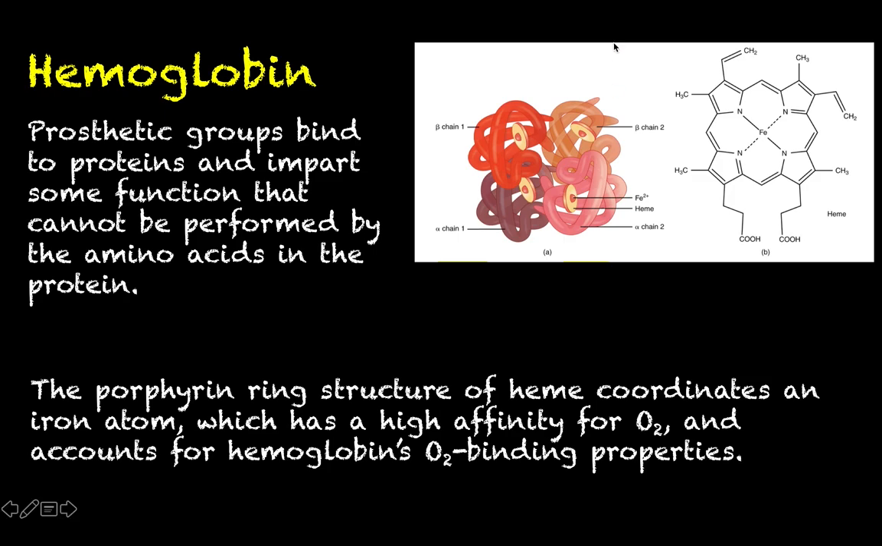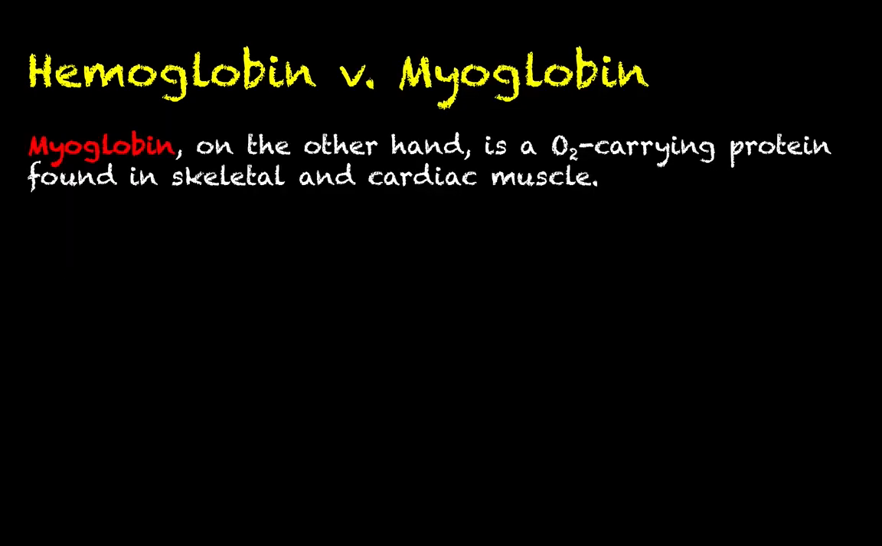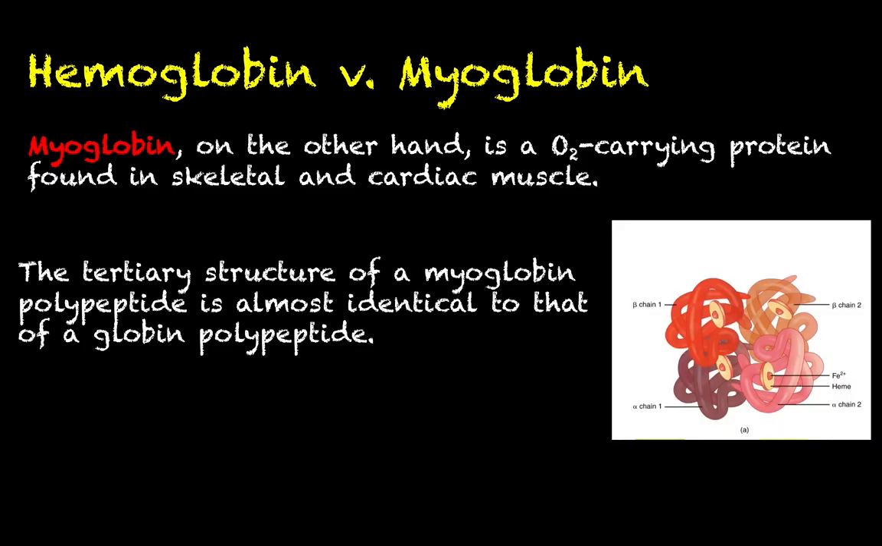So again, if you pay attention to the heme prosthetic group here, it consists of an organic porphyrin ring that coordinates a single iron atom at its center, and this iron atom has a high affinity for oxygen atoms, and this accounts for both hemoglobin and myoglobin's ability to carry oxygen around. Speaking of myoglobin, myoglobin is a very similar protein to hemoglobin. It is an oxygen-carrying protein, except myoglobin is found in skeletal and cardiac muscle rather than in red blood cells.